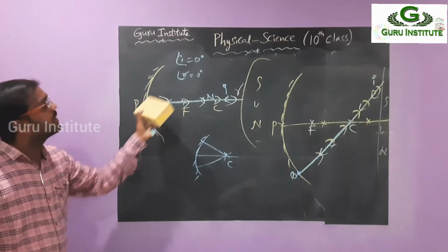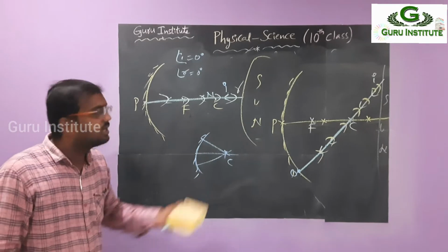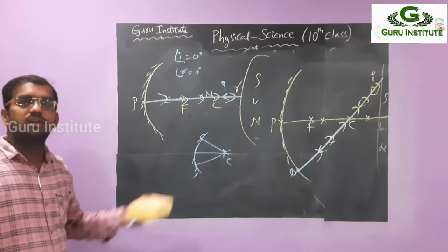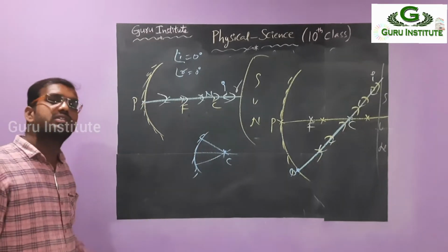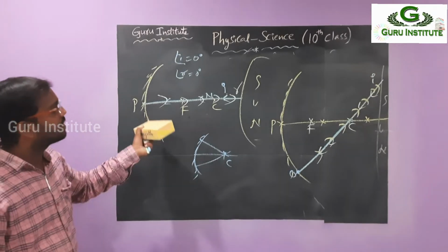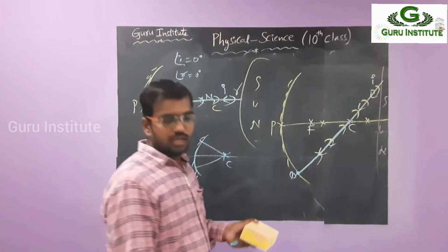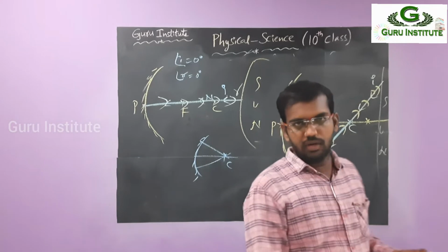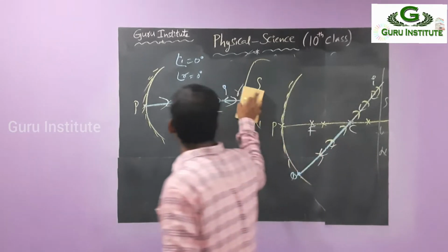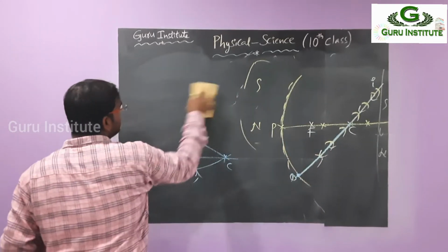Why? Because the principal axis is also one of the normals drawn to the concave mirror or convex mirror, vice versa. In the concave mirror they are going directly. In the convex mirror they are going indirectly. Okay, right? So this is about concave mirror image formation.